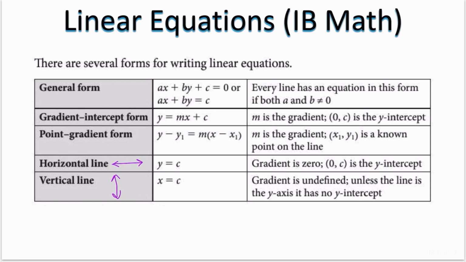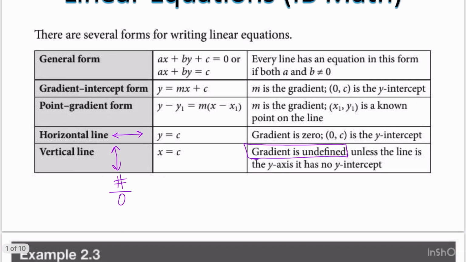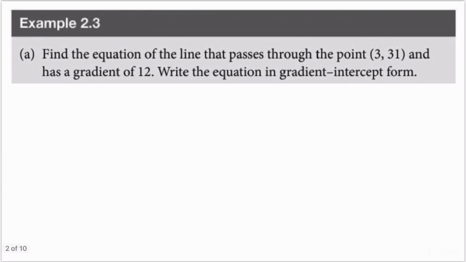And the reason why vertical lines have undefined slope is because it's always rising, never running. So you're going to end up with an answer that has a number divided by 0, and division by 0 is mathematically impossible. So that is why we say that the slope, the gradient, is going to be undefined, and anything that has just an x and no y is going to be a vertical line.